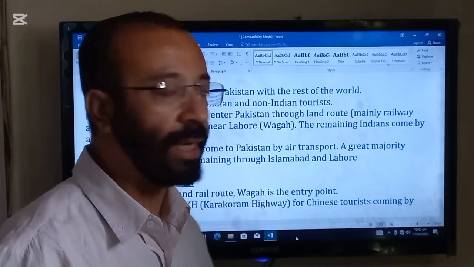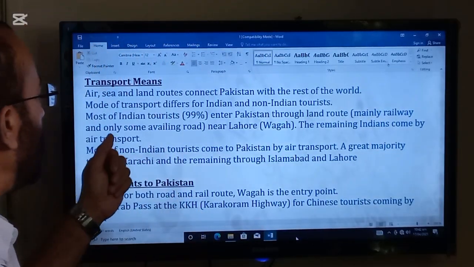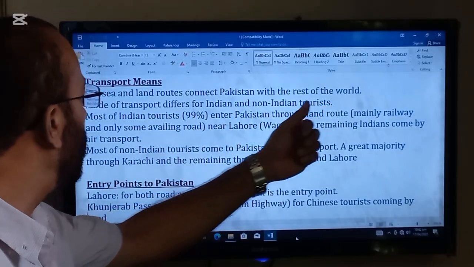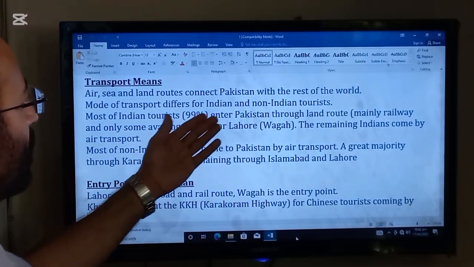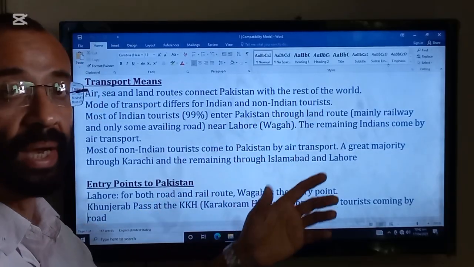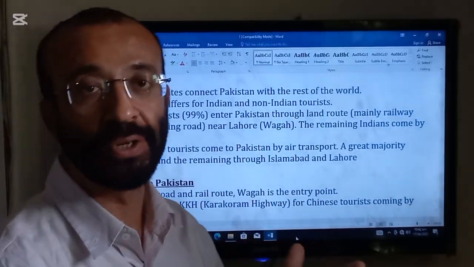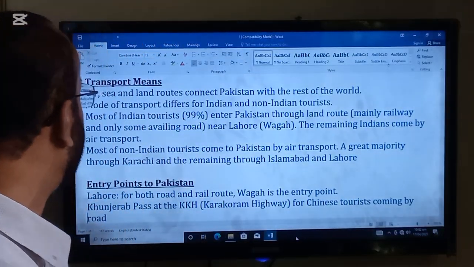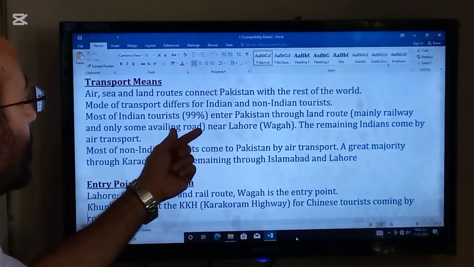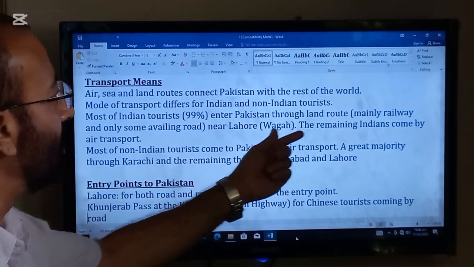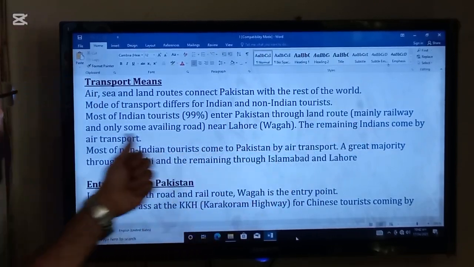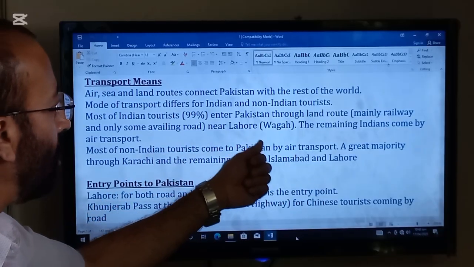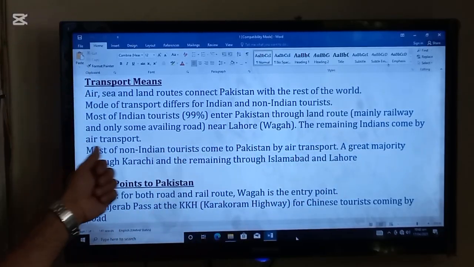The next point in the lecture is transport means. Air, sea and land routes connect Pakistan with the rest of the world. Mode of transport differs for Indian and non-Indian tourists. So again, mode of transport also depends on Indian and non-Indian tourists. Most of the Indian tourists, that is 99%, enter Pakistan through the land route, mainly railway and only some availing road, near Lahore, that is Wagah border. The remaining Indians come by air transport.